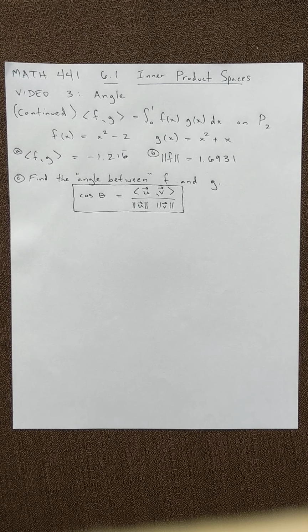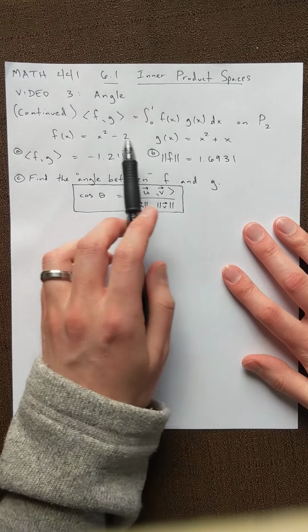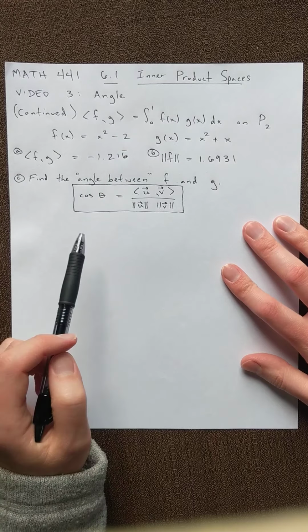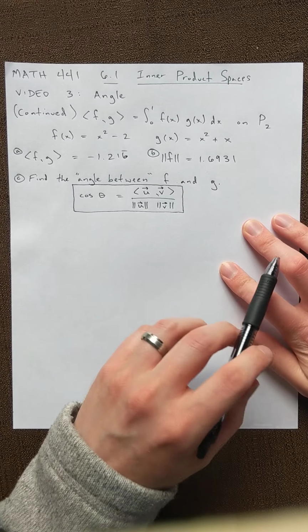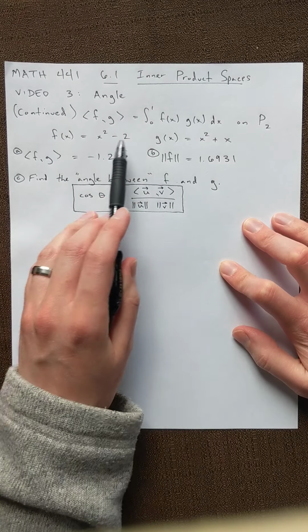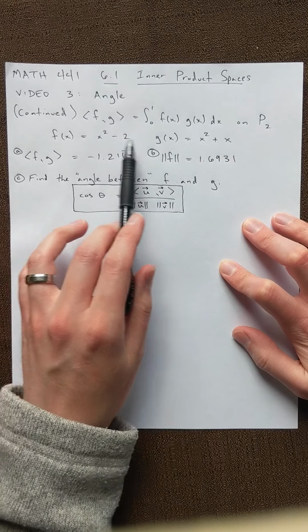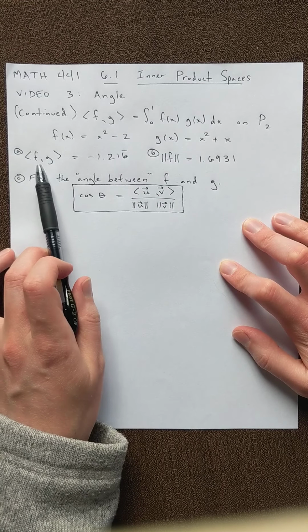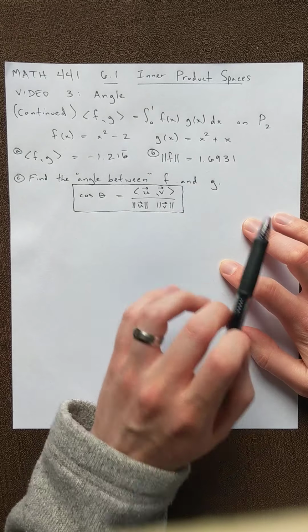Okay, I'm going to continue our example from the previous video. I'm going to try and define the angle between two vectors in an inner product space. So we already had an inner product on P2. We had two particular functions, f and g. We found the inner product of f with g. We found the norm of f.